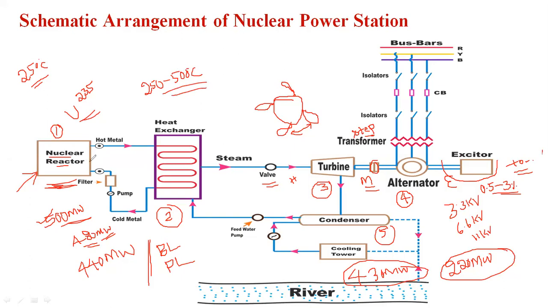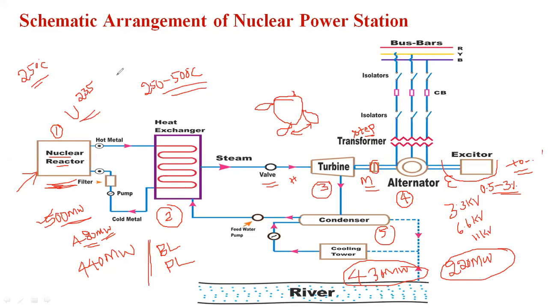And one more advantage in the nuclear power plant: the fuel requirement is less. We are using just a little bit, a few grams, and generating a huge quantity of power. But in the thermal power plant, a lot of fuel is required. And one more thing, here the water requirement is also less compared to the thermal power plant.